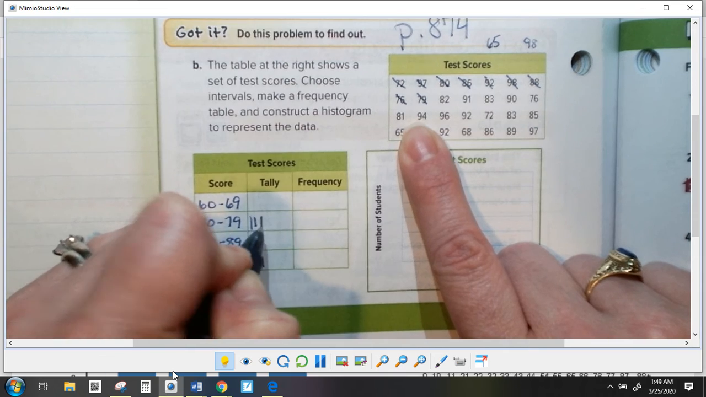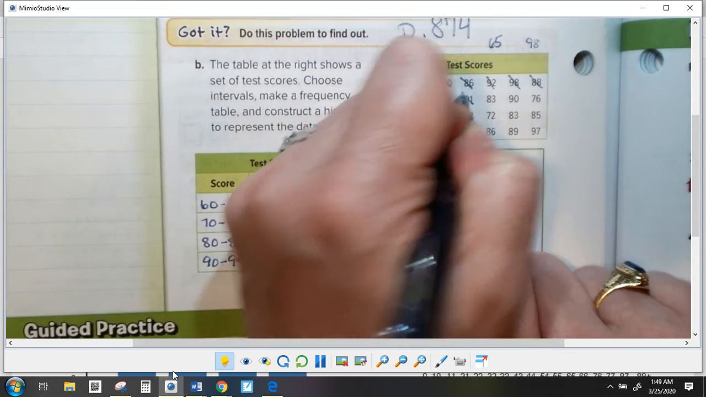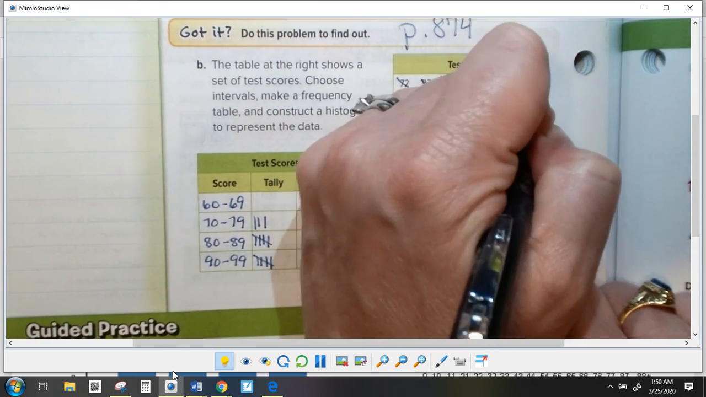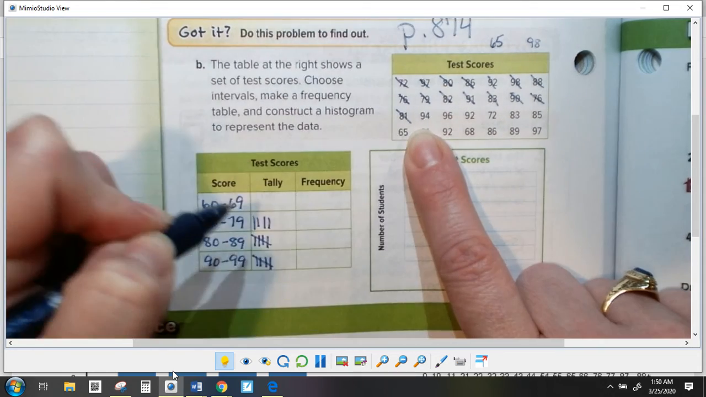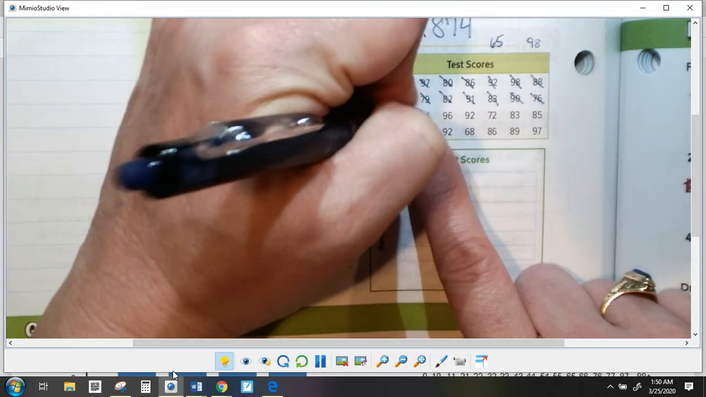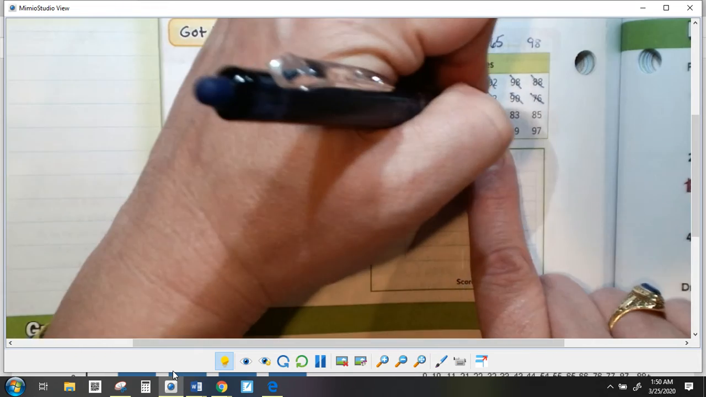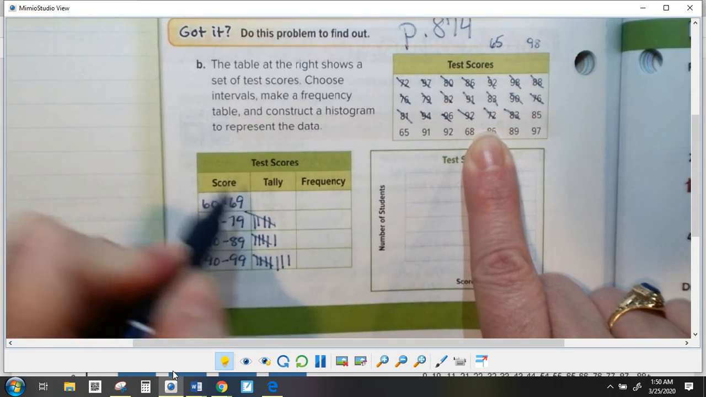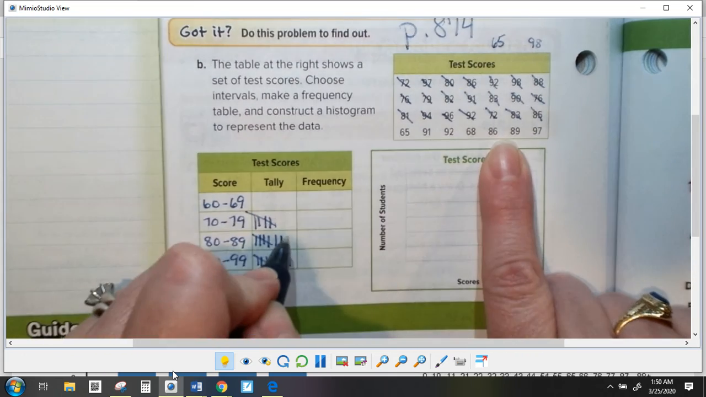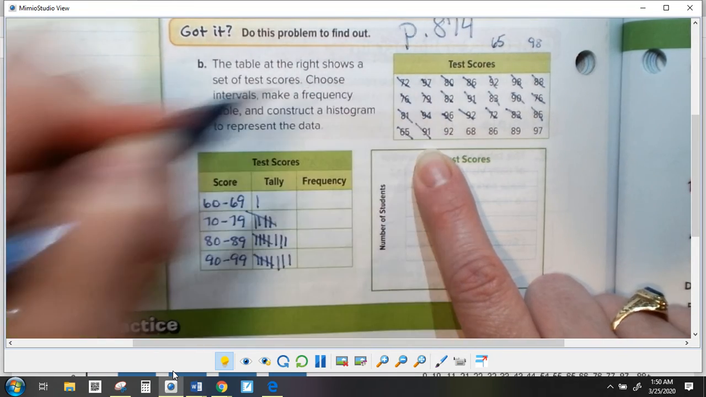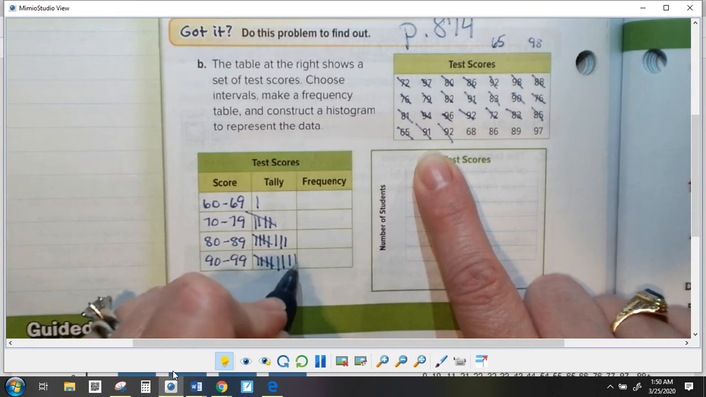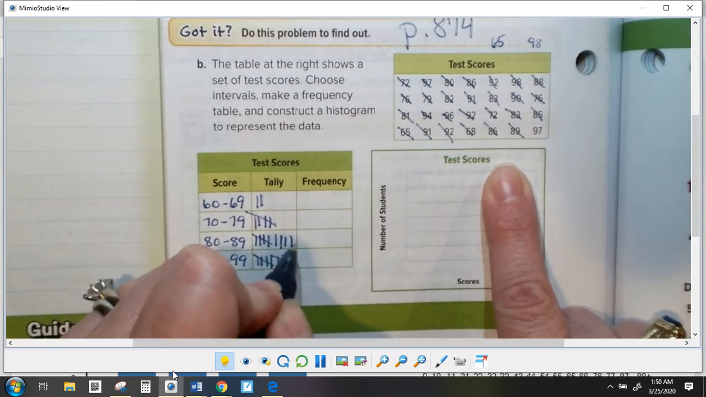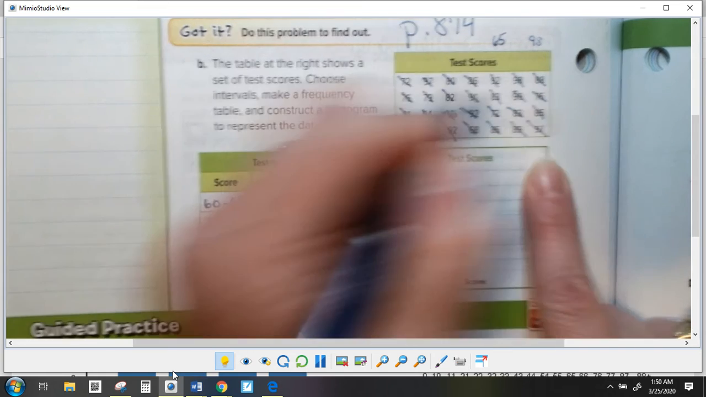76, 79, 82, 91, 83, 90, 76, 81, 94, 96, 92, 72, 72, 83, 85, 65, 91, 92, 68, 86, 89, and we'll squeeze one more in, 97.